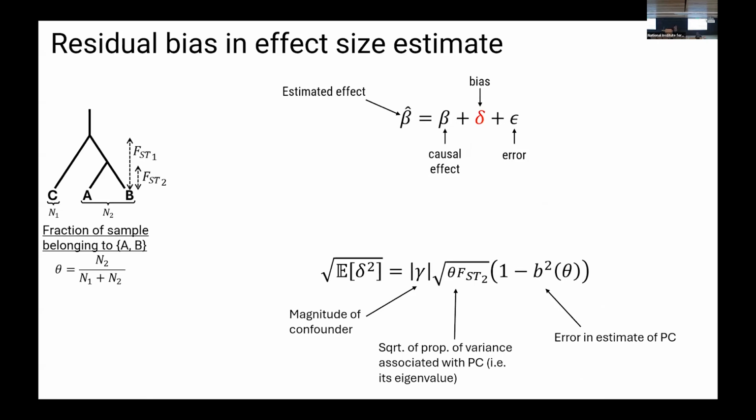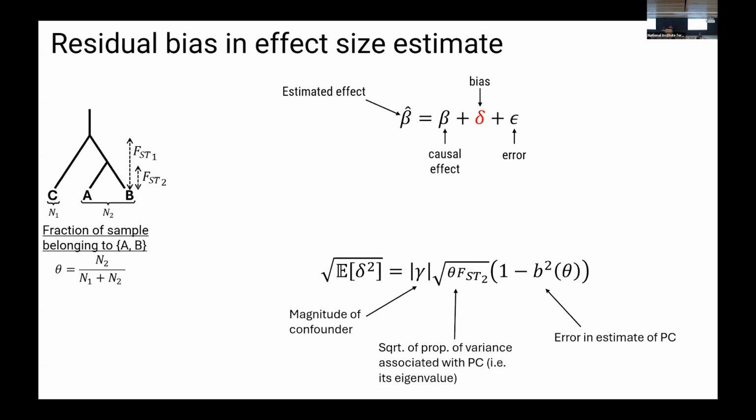From the GWAS model, we can express the estimated effect size as a function of the true causal effect, plus epsilon, which is due to sampling noise, and then delta, the thing we're interested in, which is the confounding bias component of the estimated effect size. Under the assumptions of this model, we can find an expression for the root mean square of this bias. It would be a function of the absolute value of the effect that the confounder has on the phenotype, times the square root of theta FST2.